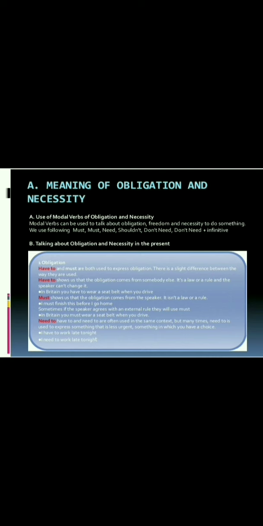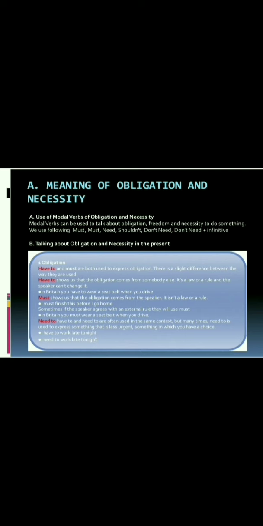B. Talking about obligation and necessity in the present. Number 1. Obligation. Have to and must are both used to express obligation. There is a slight difference between how they are used. Have to shows that the obligation comes from somebody else. It's a law or a rule and the speaker cannot change it.